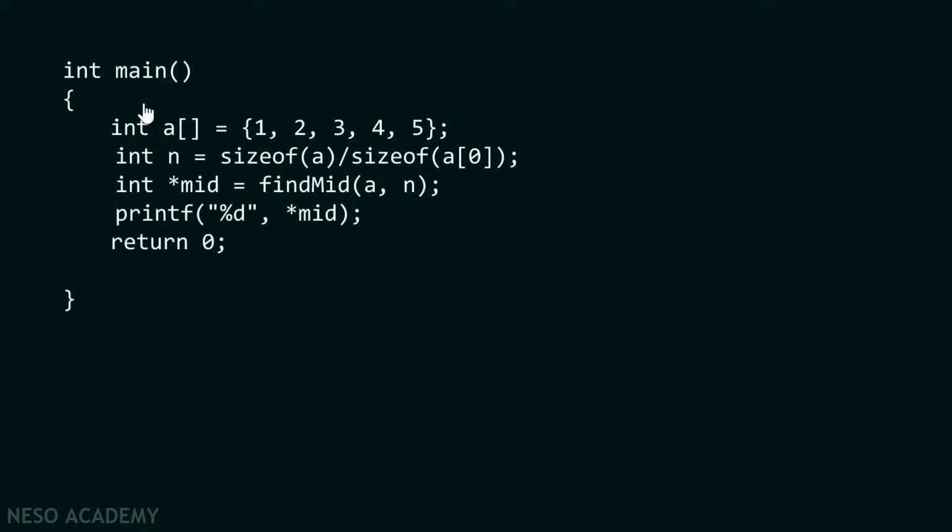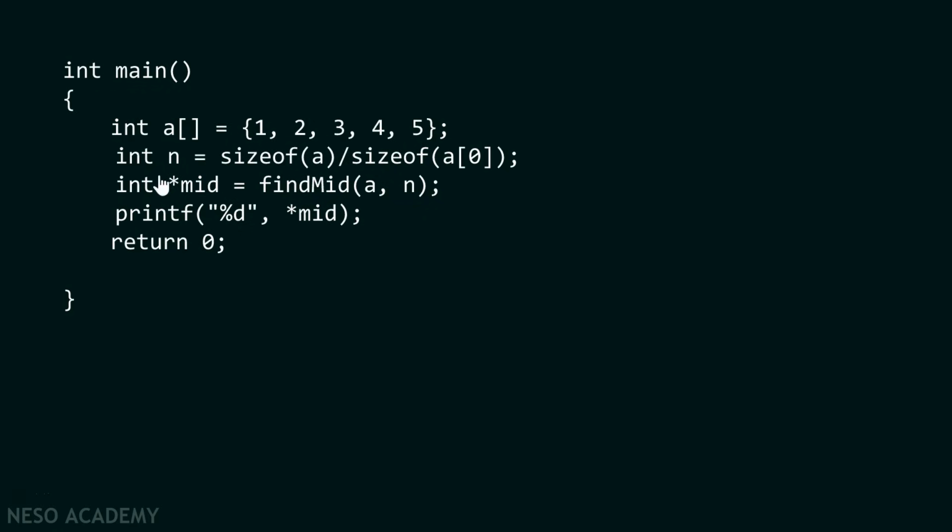Inside this main function, we have this array which contains these many elements: 1, 2, 3, 4 and 5. There are total 5 elements in this array. But in order to find out the number of elements of this array programmatically, we should write this line: size of the whole array divided by the size of the first element of the array. This helps us in calculating the number of elements stored in this array. For this example, n will contain value 5, right?